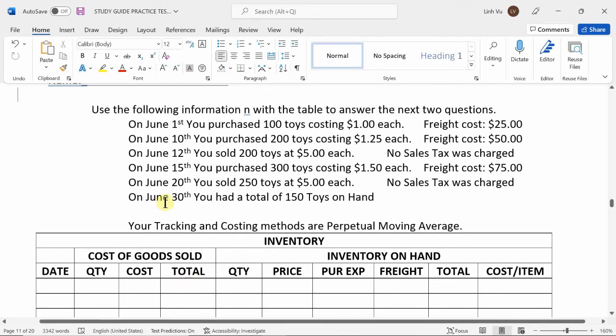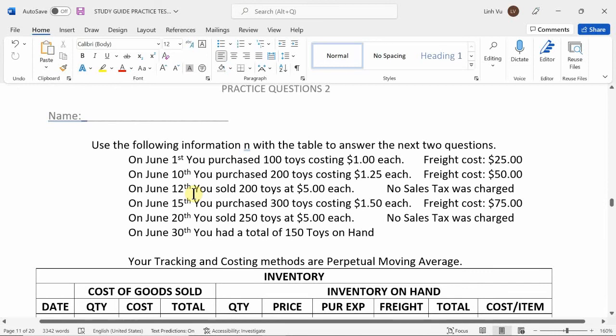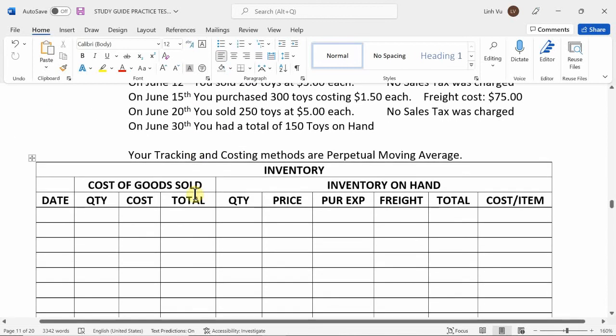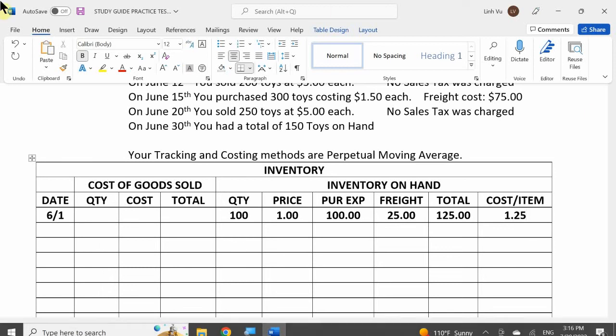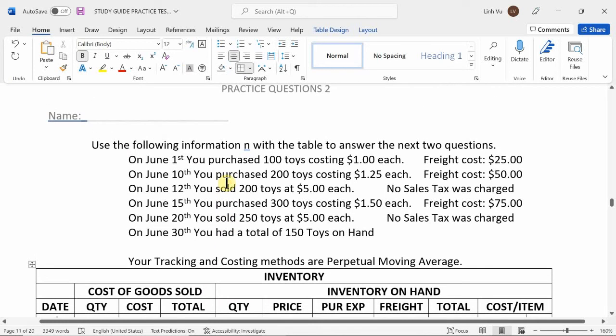Okay? So let's take a look at our scenario here. June 1st, we purchased 100 toys at $1 each with $25 freight. So in this case, the first scenario would be the same. We purchased 100 units at $1 each, which gave you $100, plus $25 freight gives you $125. So that means my current average cost per item is $1.25. Okay? So then, let's see what's next.